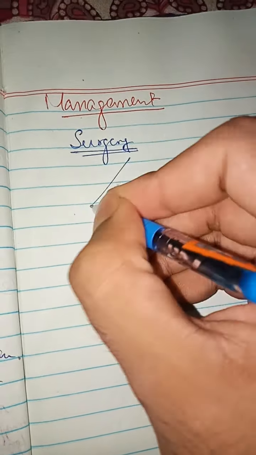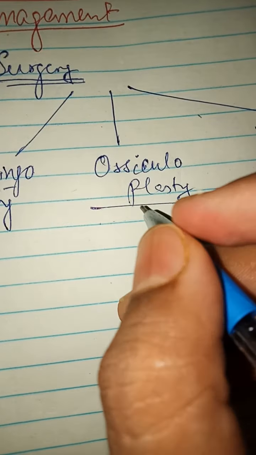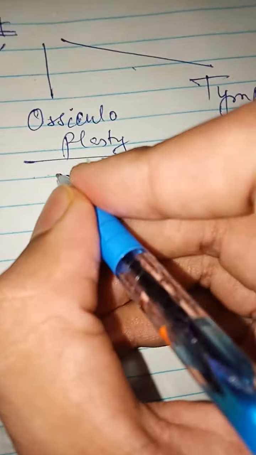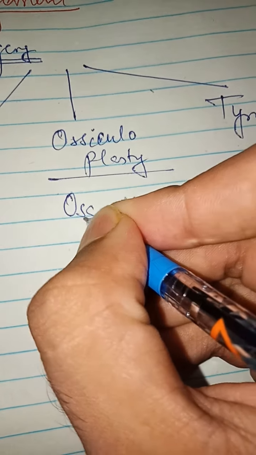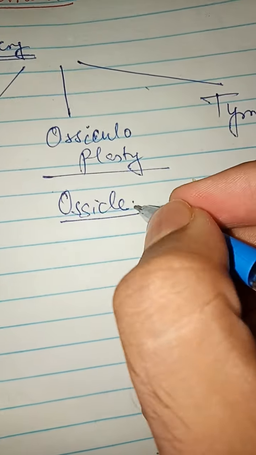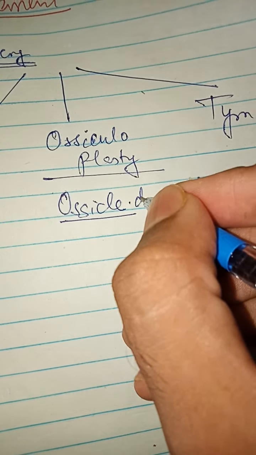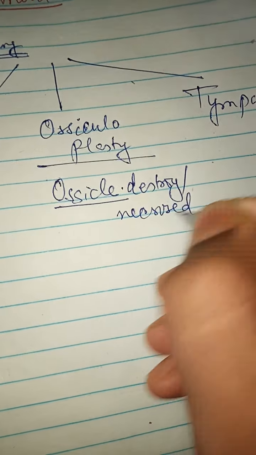So what is ossiculoplasty? I will come to myringoplasty later. Ossiculoplasty is done if there is necrosis. I have told that ossicles can be necrosed. Incus is the main ossicle which is necrosed. So if ossicles are destroyed or necrosed, then we have to repair the ossicle either by autograft or by prosthesis.